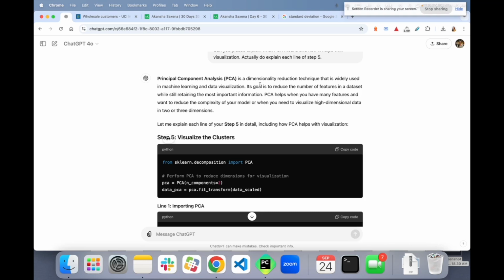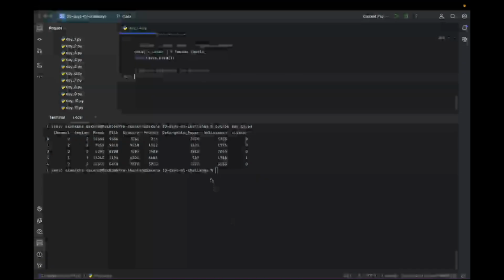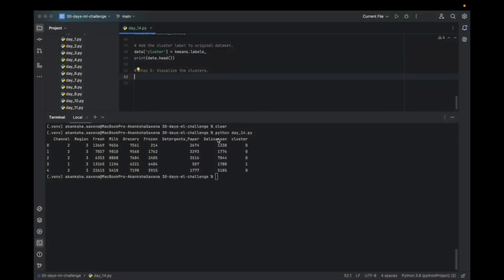Okay, dimensionality reduction technique. Its goal is to reduce the number of features in a data set while still retaining the most important information. PCA helps when you have many features and want to reduce the complexity of your model, or when you need to visualize high dimensional data into 2 or 3 dimensions. Okay. Dimensions as in, how many features do we have? I guess 1, 2, 3, 4, 5, 6, 7, 8. We have 8 features, right?